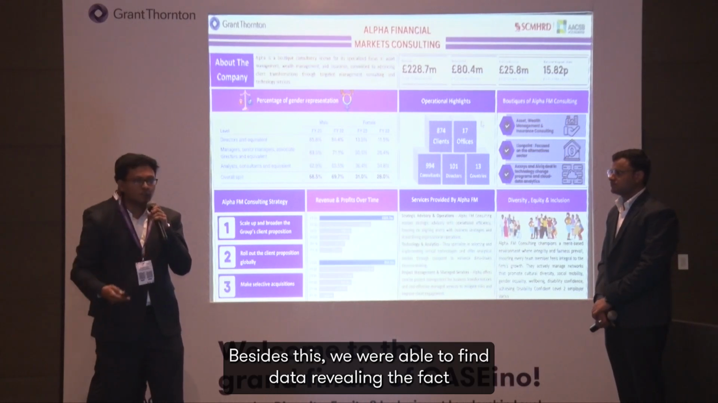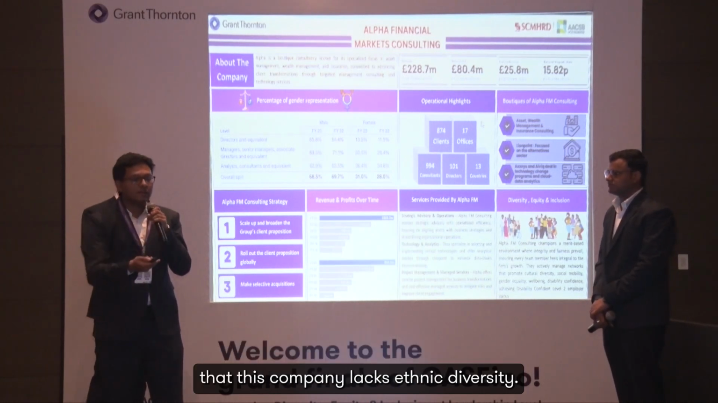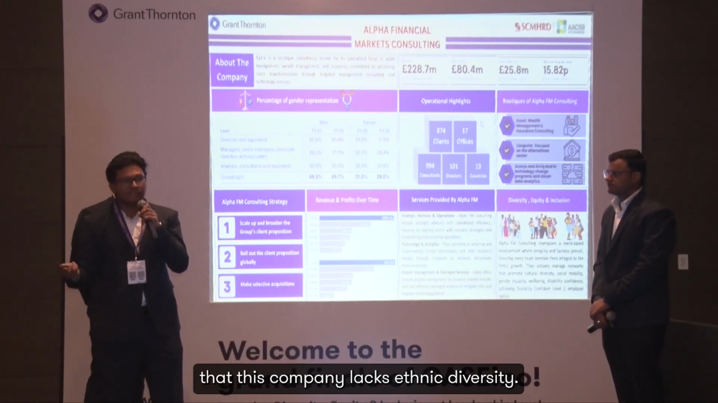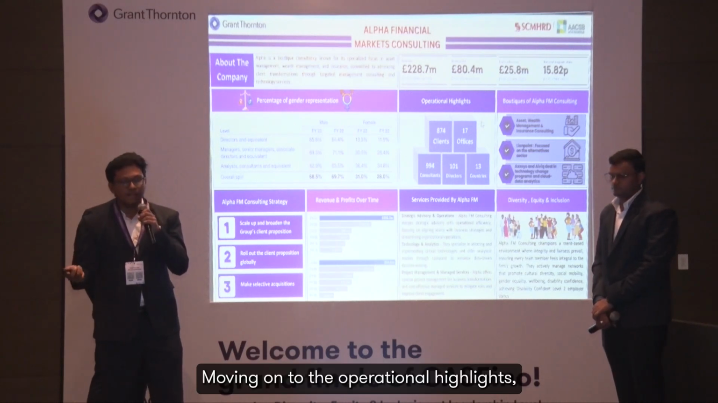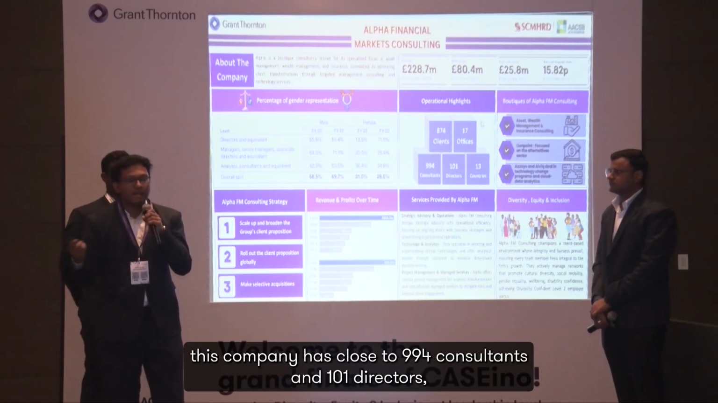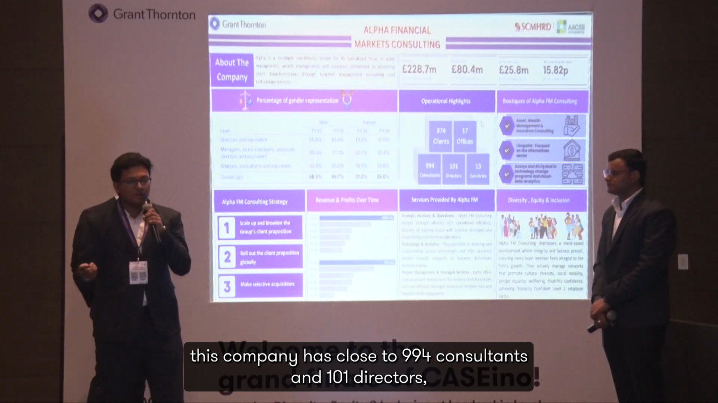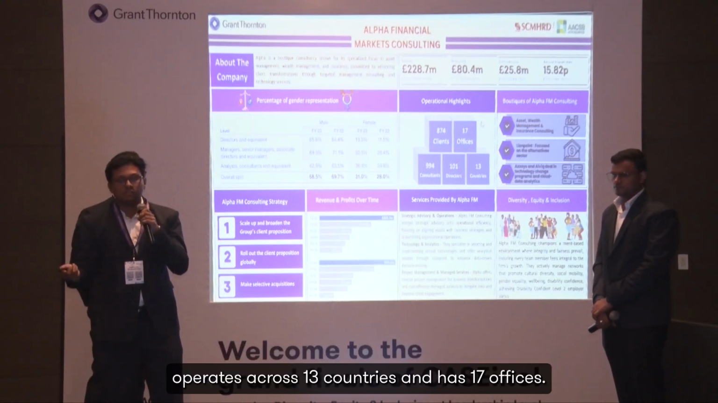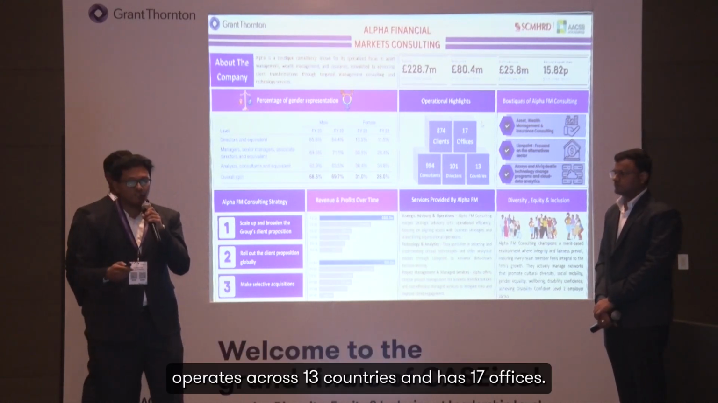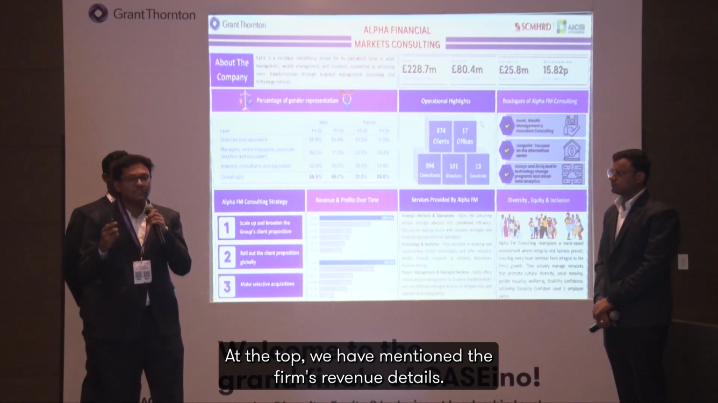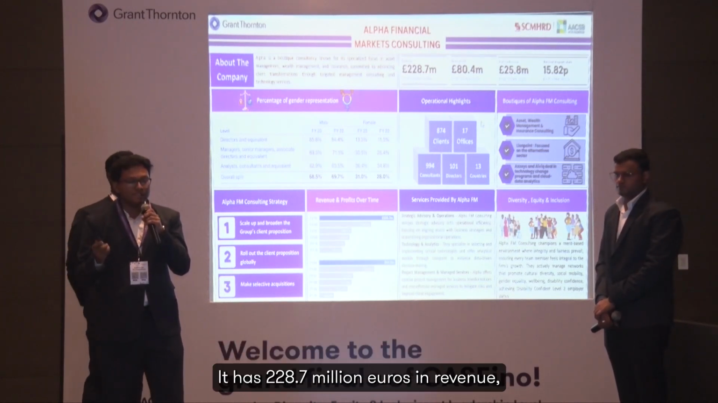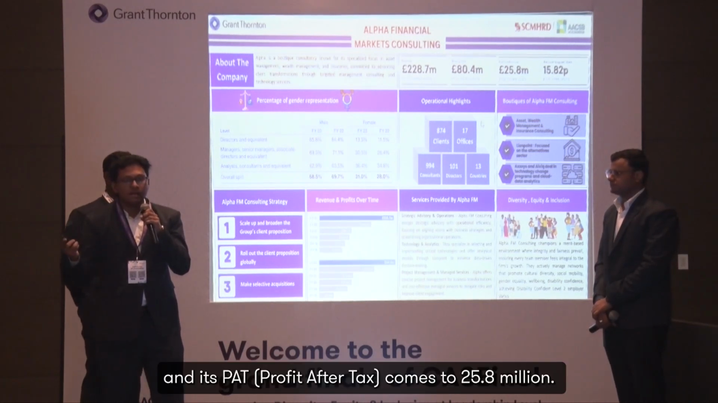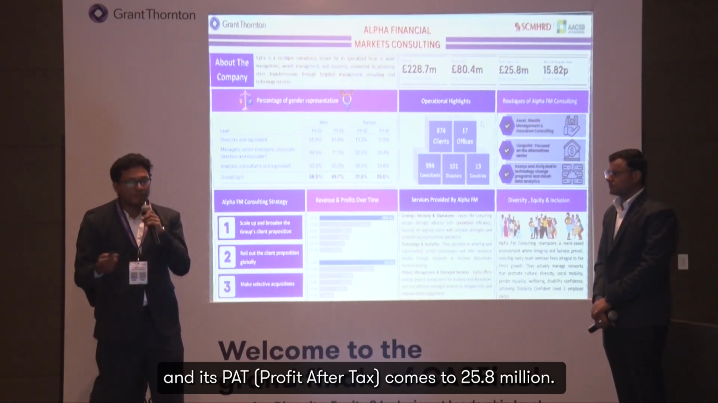Besides this, we were also able to find data regarding the fact that this company doesn't have a lot of ethnic diversity. And if you move on to the operational highlights, this company has close to 994 consultants, 101 directors, and it operates across 13 countries with 17 offices. And at the top, we have actually mentioned the revenue details of the firm. It has 228.7 million pounds of revenue, and its profit after tax comes to 25.8 million.